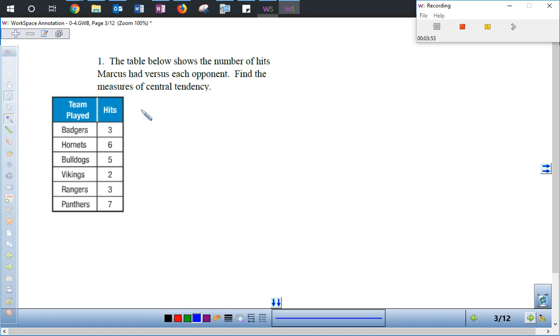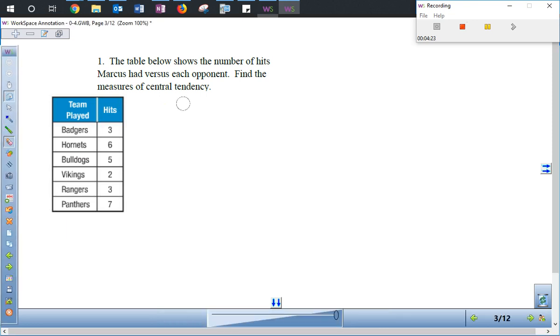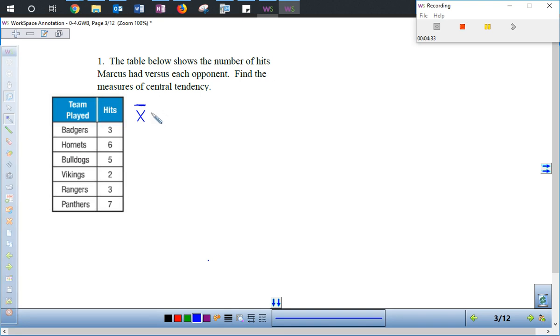Now you can write the word mean if you want. You can say this is the mean, and you can show it that way, or just so you know, you will be seeing it this way a lot on my answer keys, and in the future there's a shorthand for mean, and it just looks like an X with a bar on top of it. That is like a shortcut for mean, and we want to find the mean of all of these numbers.